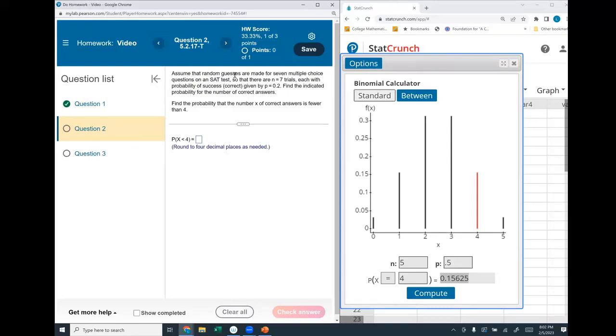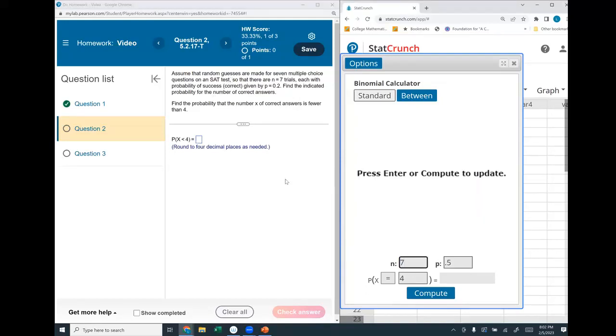Assume that random guesses are made for 7 multiple choice questions on an SAT test. So N is 7, each with the probability of success, or getting it right, given by P equals 0.2. Oh, that's not good, is it? I would like a better chance than that. Find the indicated probability for the number of correct answers.